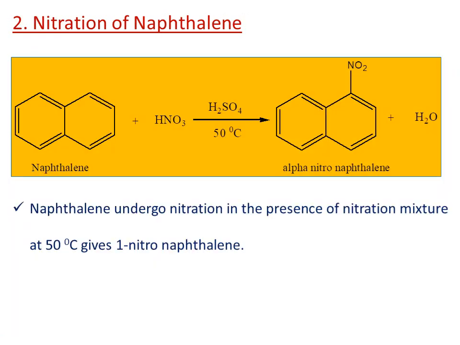Next one is nitration. Nitration of naphthalene occurs in the presence of nitration mixture. What is nitration mixture? A combination of HNO3 and H2SO4 at 50 degrees centigrade. The nitronium ion from HNO3 will attack at the first position, or the alpha position, and it gives alpha-nitronaphthalene.